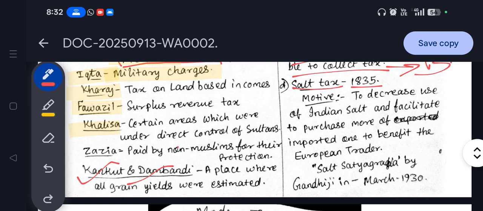So they applied tax on salt, and when they applied tax on salt, people started avoiding consumption of Indian-grown salt, right? So this was the motive, as you can see here: to decrease the use of Indian salt and facilitate the purchase of more imported salt, to benefit the European traders.